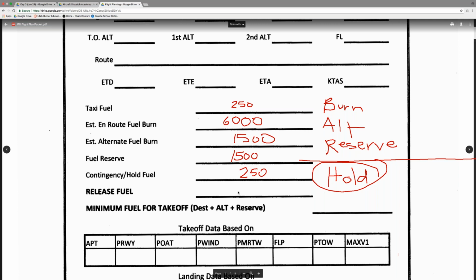We'd add all of that up. Okay. So let's add this up really quick. 3,000, 9,500. Okay.